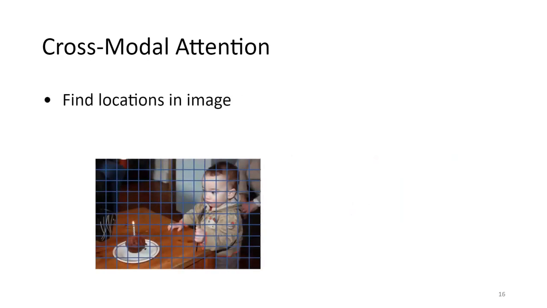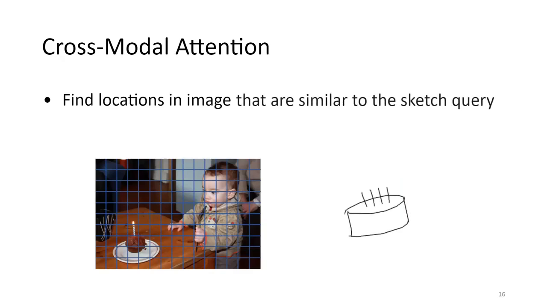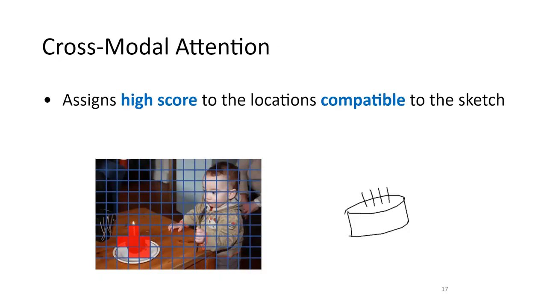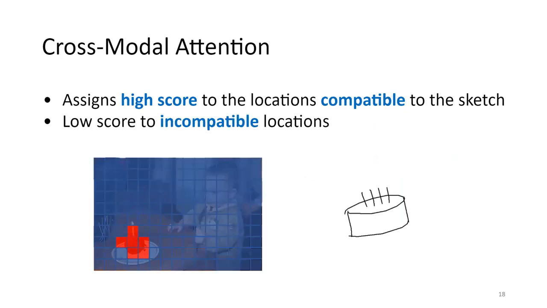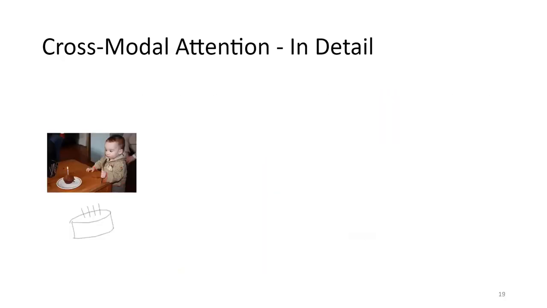More specifically, we want to find the locations in the image represented by the grid which are similar to the query sketch. We want cross-modal attention to assign high score to the location in the image which are compatible with the sketch and low score to the locations in the image which are incompatible. Now we will talk about cross-modal attention in more detail.